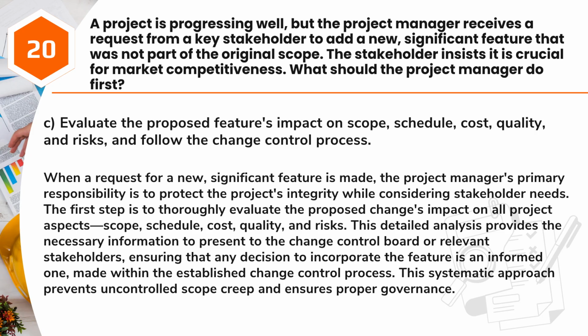The first step is to thoroughly evaluate the proposed change's impact on all project aspects: scope, schedule, cost, quality, and risks. This detailed analysis provides the necessary information to present to the Change Control Board or relevant stakeholders, ensuring that any decision to incorporate the feature is an informed one, made within the established change control process. This systematic approach prevents uncontrolled scope creep and ensures proper governance.